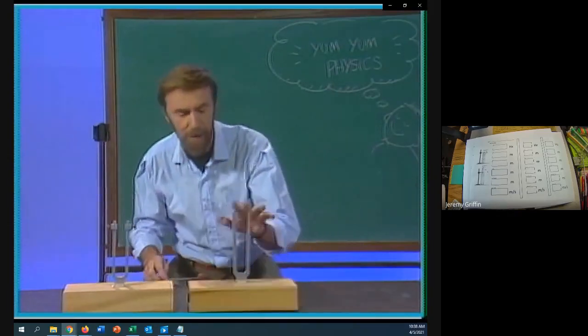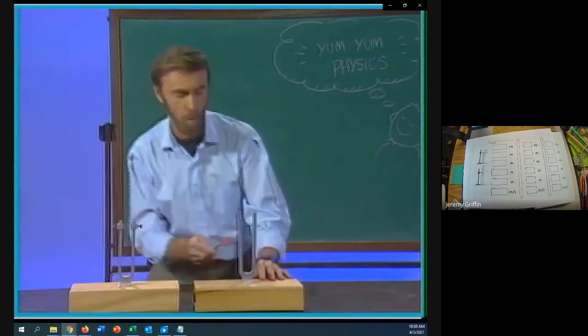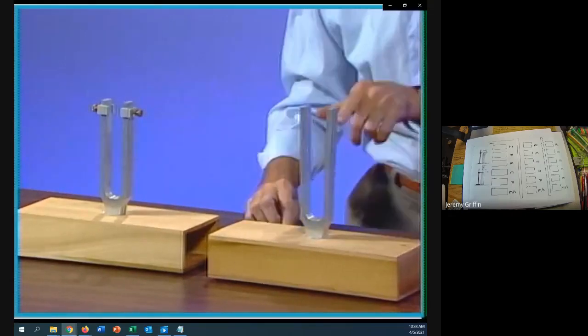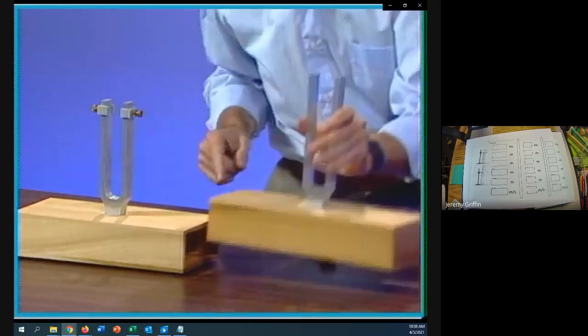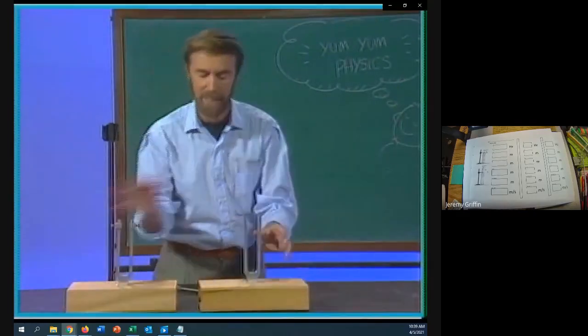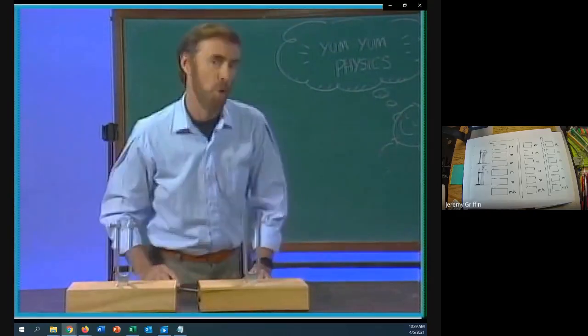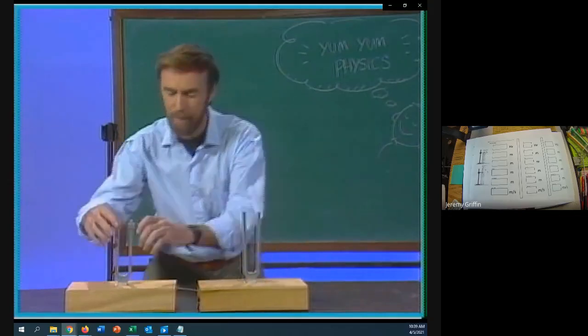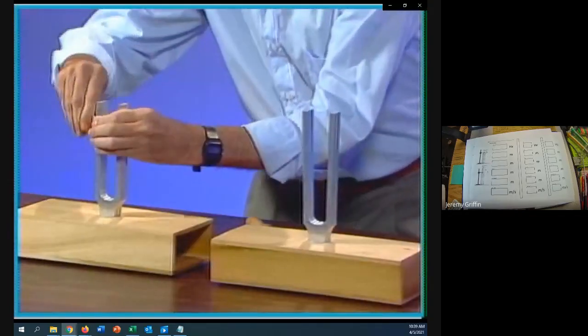Here I have a fork with the same frequency. Watch, listen. Strike this one. This one vibrates too. As long as the frequencies are matched, I can get the vibrations to cascade back. It's called resonance. What happens if this fork has a different frequency?